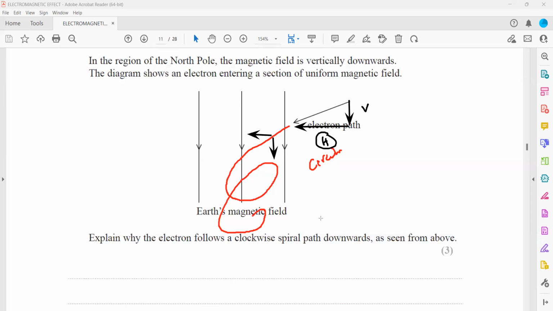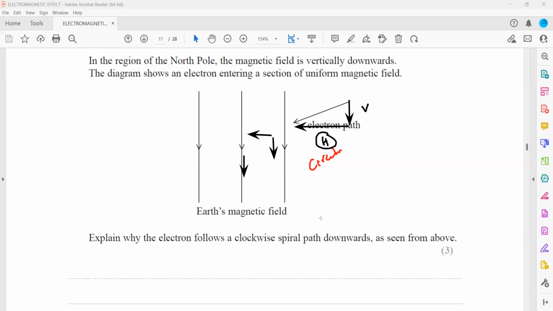The vertical component of the velocity, which is parallel to the magnetic field, will not experience any force and will not cause any acceleration. That's why it will move downward. At all positions there will be a constant force acting downward.